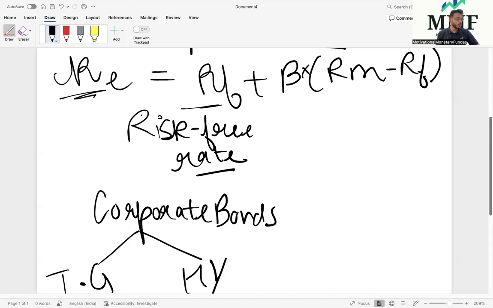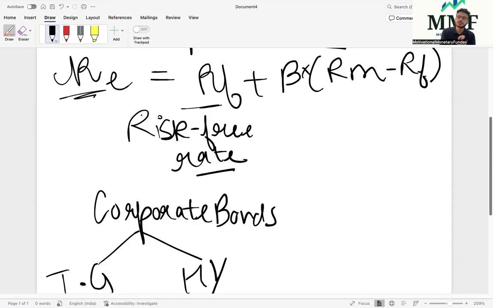And even if they do not default, correct, there's always a risk of duration. For all of those who are not well versed with fixed income, I would recommend everyone to go via the modules on the website. Fixed income has been discussed extensively, right? So there is a concept of duration, right?